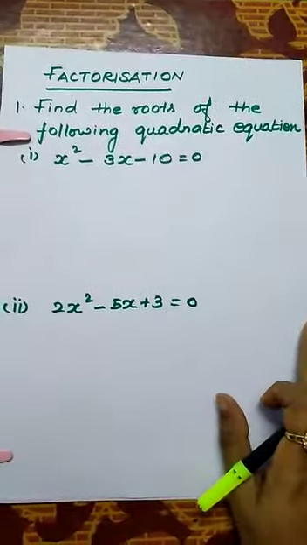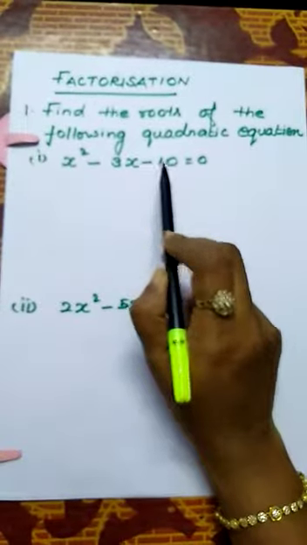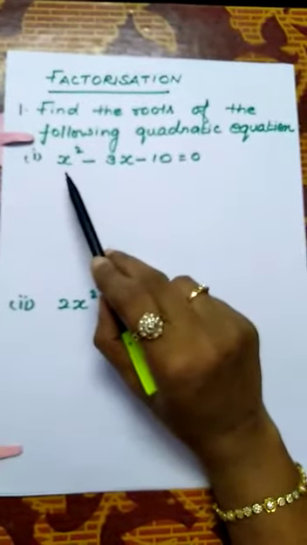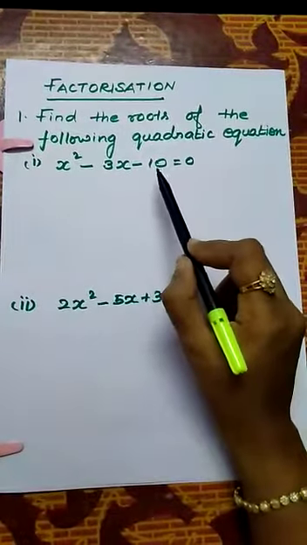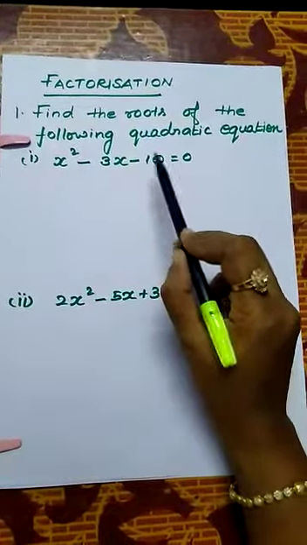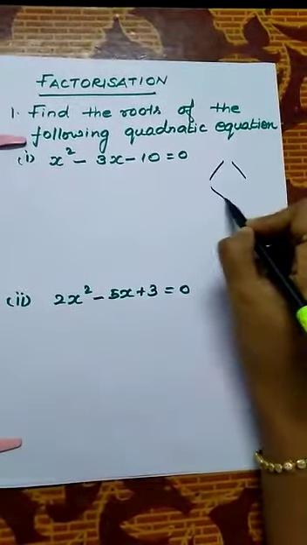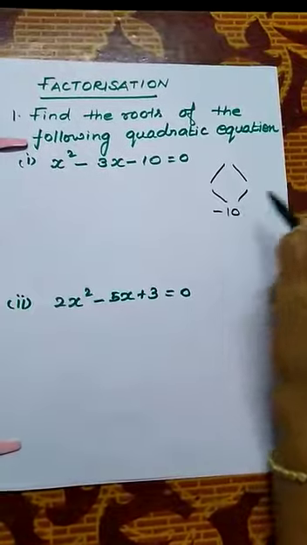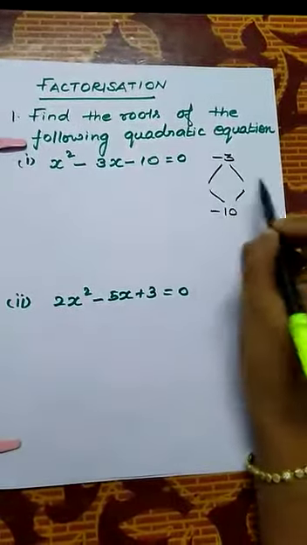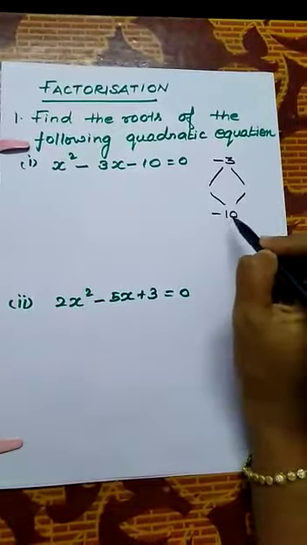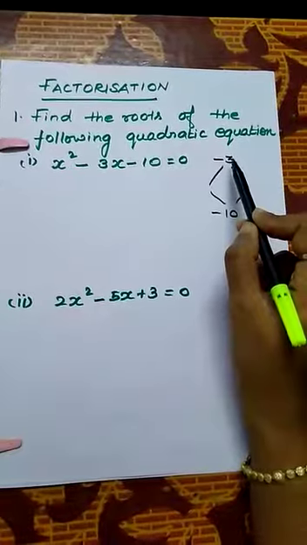Find the roots of the following quadratic equation: x square minus 3x minus 10. Actually the quadratic equation general format is ax square plus bx plus c. So the final value is the product of the roots, and the middle one is the sum of the roots. So the product of the factors is minus 10 and the sum of the factors is minus 3. We have to choose two values, multiply the values, we need the final one.